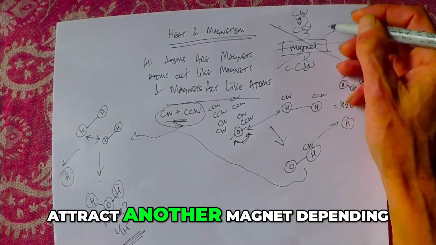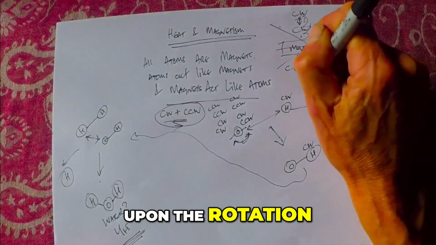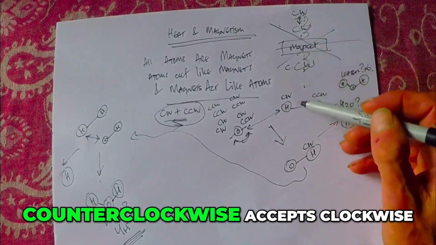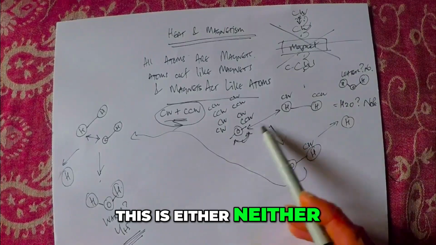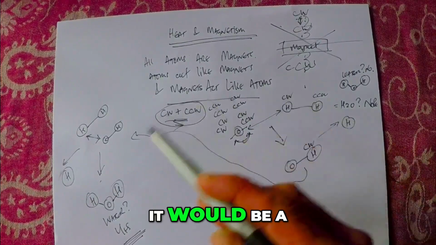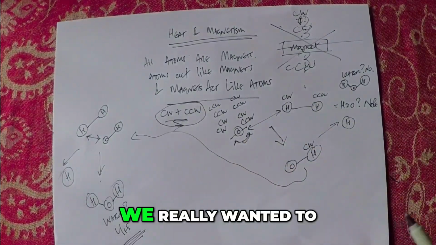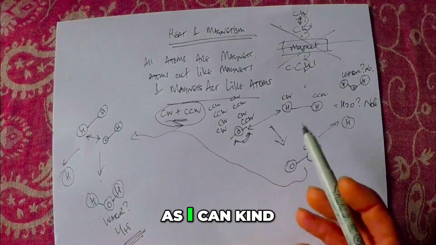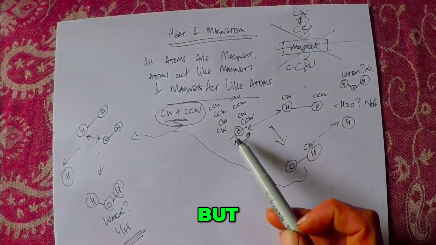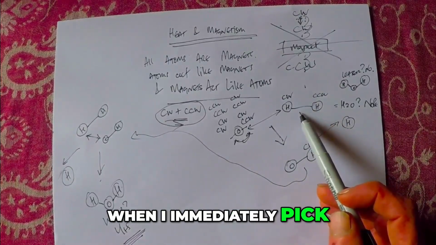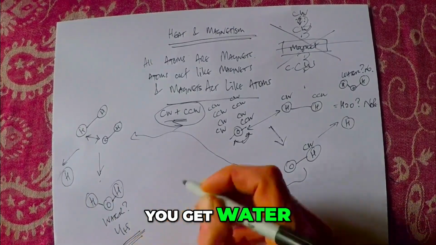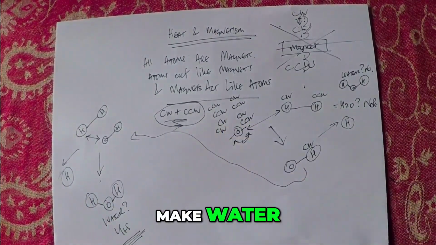Okay, and it's all based upon the rotational system around the oxygen magnet, the same way a magnet will only attract another magnet depending upon the rotation that you put to it. Clockwise accepts counterclockwise, counterclockwise accepts clockwise. It would be very simple to work out if we really wanted to get into it. But that's as much as I can tell you about this, because apparently I don't know anything about physics. But yeah, so the oxygen won't immediately pick up two H2. It will take one of them, it will move to another, it will get that. You get water. Okay, so that's how you make water. It's very, very simple.